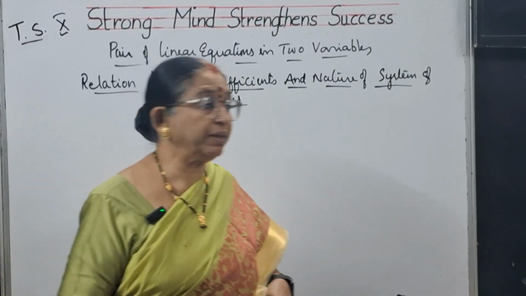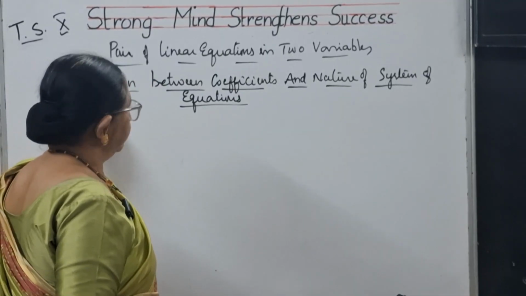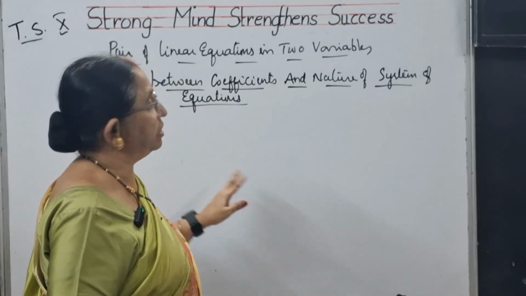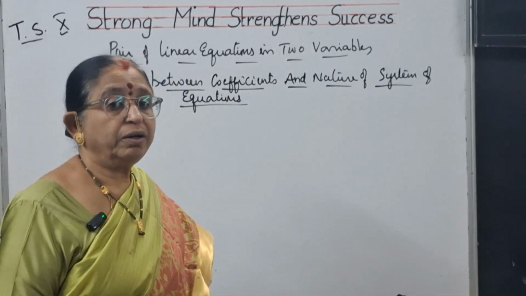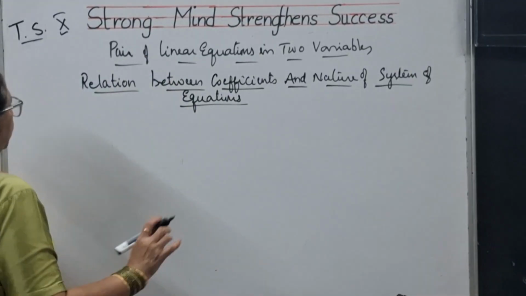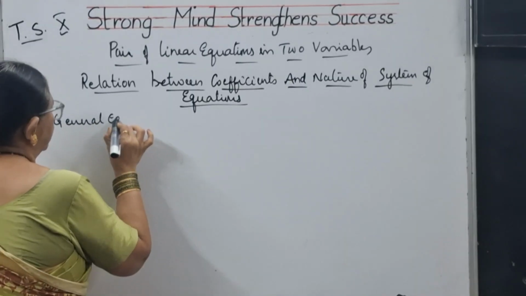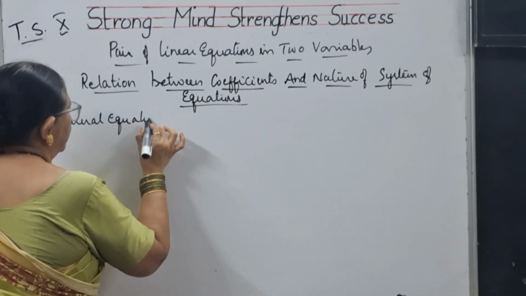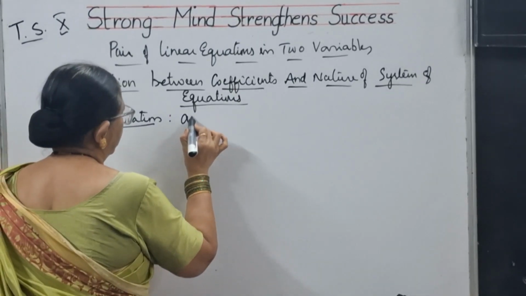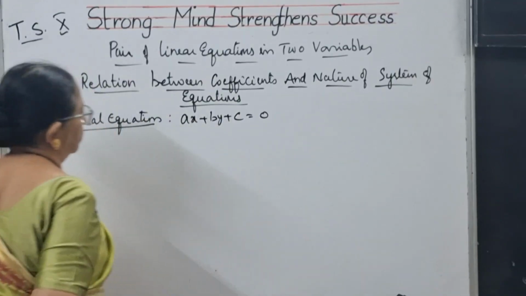I am now doing 10th class maths: pair of linear equations in two variables, and the relation between coefficients and the nature of the equations. We are going to talk about the coefficients and nature of equations. So actually what is a general equation? The general equation what we have learnt is ax plus by plus c is equal to 0.